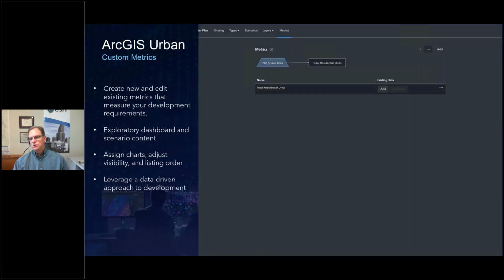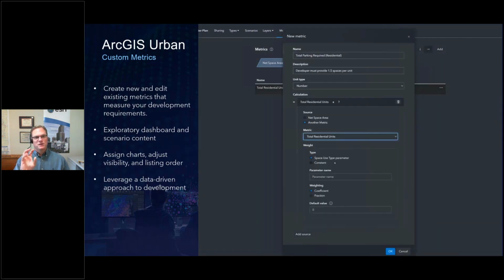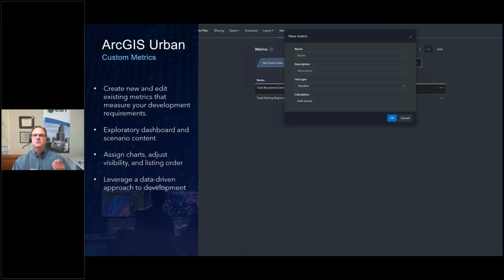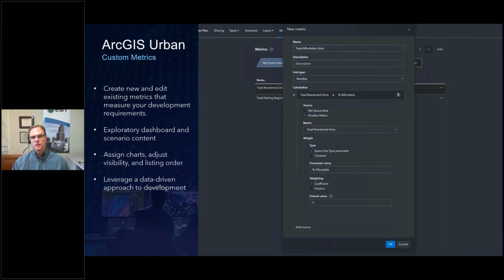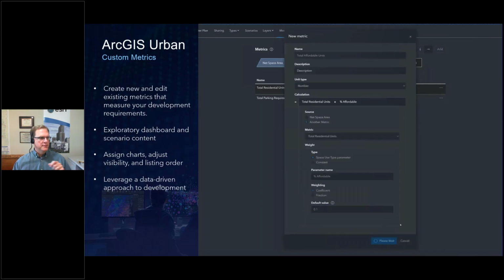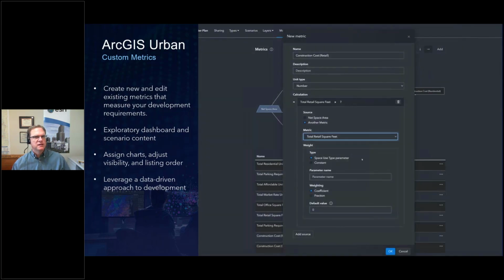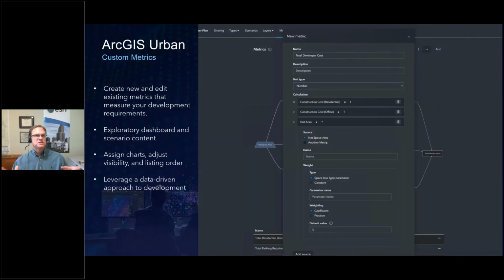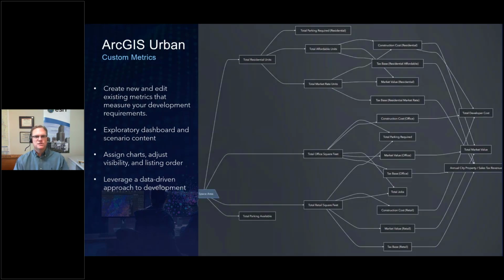And then also custom metrics. I'll give you fair warning, this video is going to be hard to watch because we're going to create a model builder essentially very quickly. But this is a way to be able to measure the important metrics within your developments that you want to be able to see. So for instance, if I want to make sure that I have a certain percentage of affordable housing within my new residences that I create downtown, I can assign that percentage. You can kind of see what that looks like.